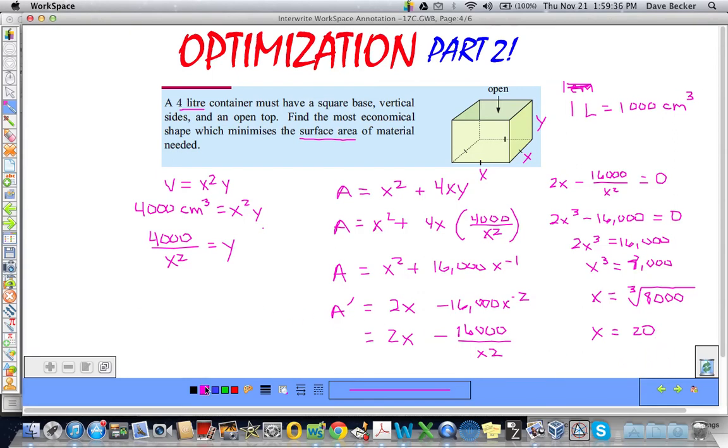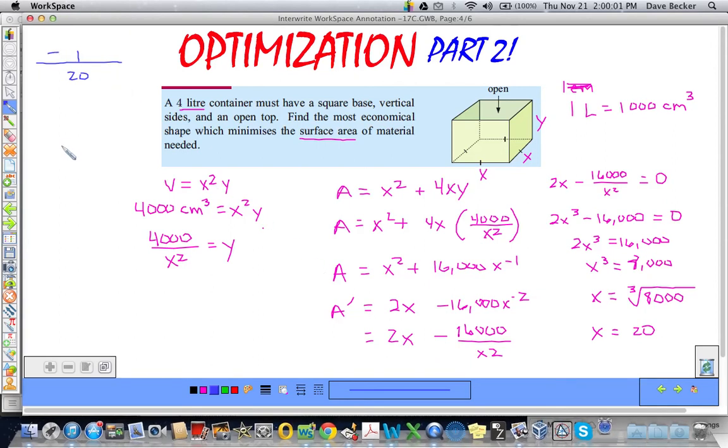So now I ran out of room, so I'm going to move up here and do my sign diagram test. So 20, yes. And I'll use a test point in the derivative for something less than 20, maybe 10. So if I replace x with 10 here, I would get 20 minus 16,000 over 100. Clearly that's going to be negative, yes.